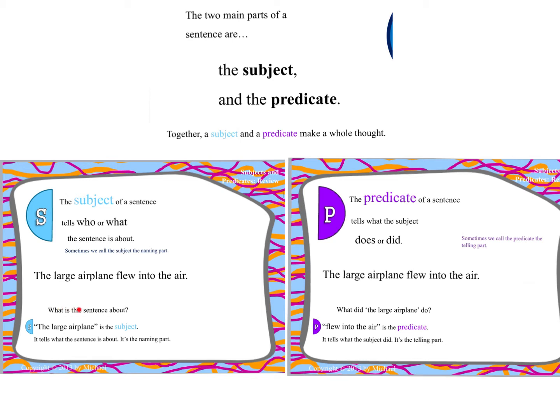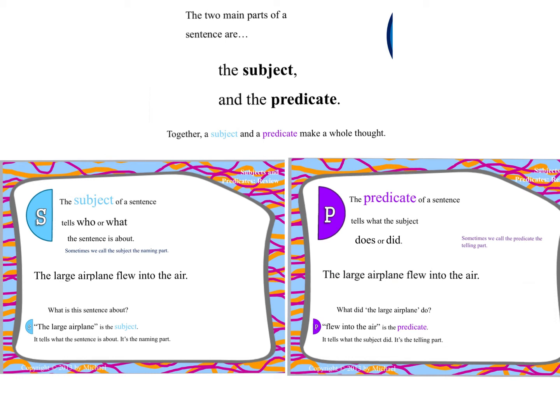What is this sentence about mainly? The large airplane is the subject. It tells what the sentence is about. It's the naming part. The second part of a sentence is the predicate. The predicate of a sentence tells what the subject does or did. Sometimes we call the predicate the telling part.